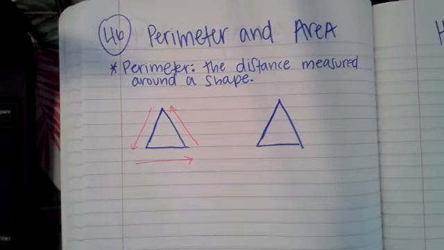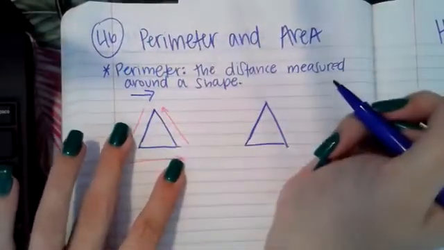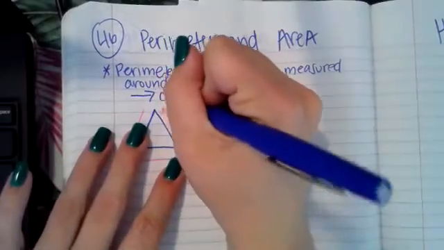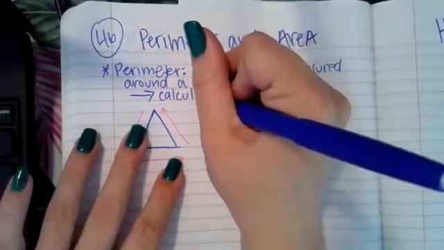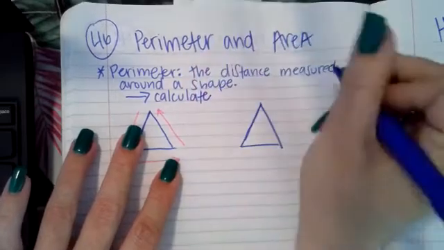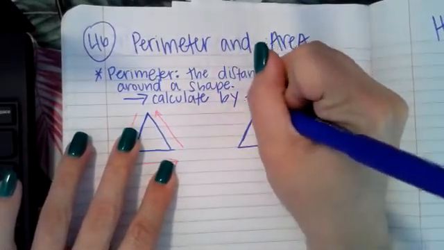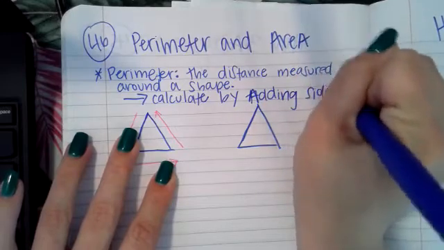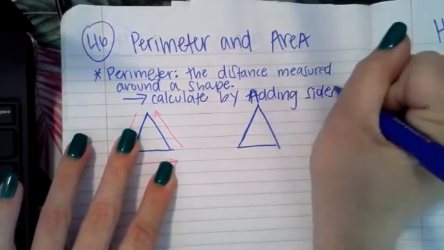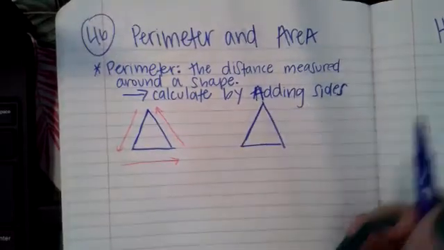And the way that we calculate the perimeter, or this distance, is we simply calculate by adding all the sides. So we calculate, spelling is hard, calculate by adding these sides. And if you have more room, you could put side lengths. Sorry, that looks a little messy.